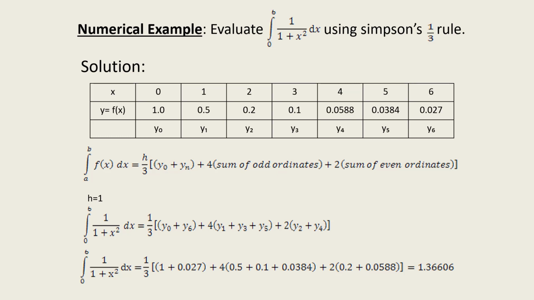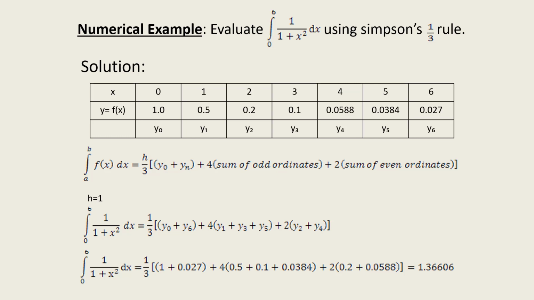Now, according to Simpson's one-third rule, the general equation is as follows. Integral a to b f of x dx is equal to h by 3 into y0 plus yn plus 4 into sum of odd ordinates plus 2 into sum of even ordinates, where h is the difference between the intervals, which is 1 in our case, and y0, y1, y2 are the f of x values.